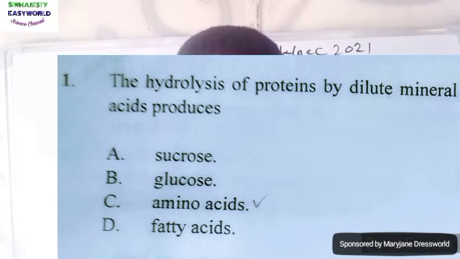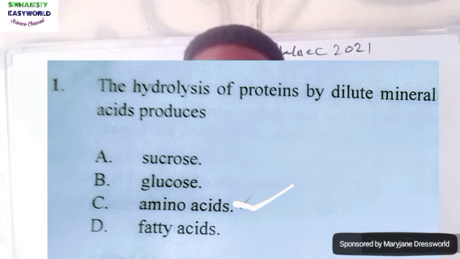Number 1 question here says, as you can see there on the screen: the hydrolysis of protein by dilute mineral acids produces A, sucrose, B, glucose, C, amino acid, D, fatty acid. The answer is C, amino acids. This is a kind of digestion of protein. Remember, the end product of digestion of protein is amino acids, and protein digestion is all about hydrolysis.